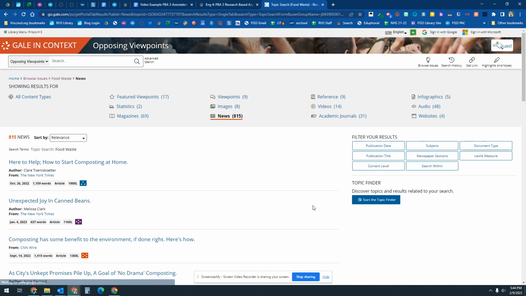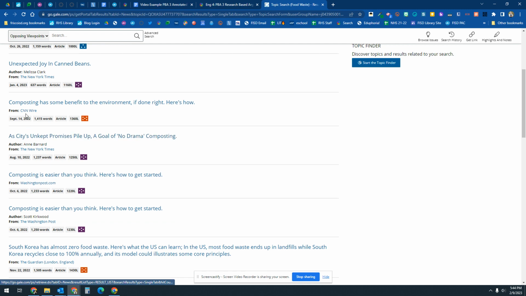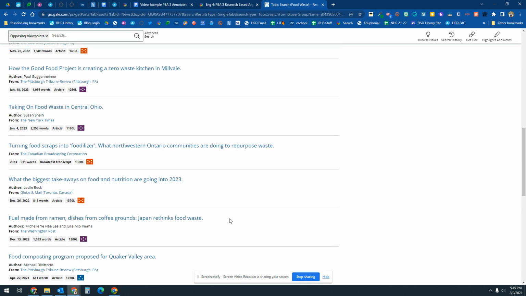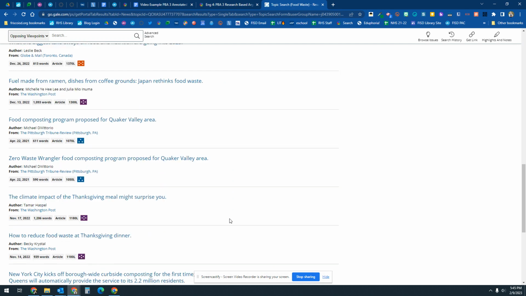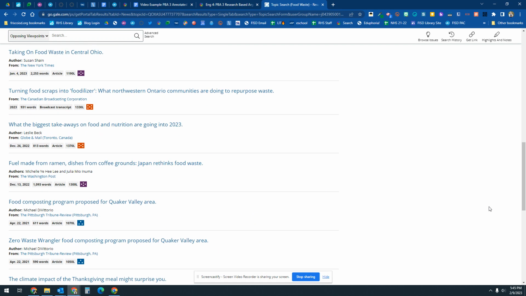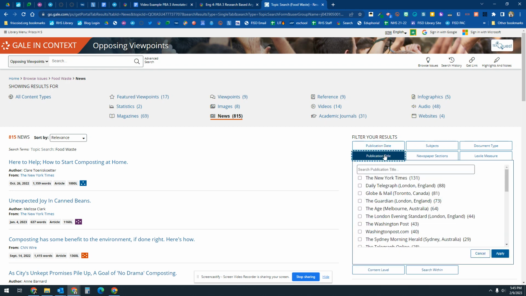So news is going to operate the same way. You'll notice here's something from the New York Times, here's something from CNN Wire, here's something from the Washington Post. So we have some different publications in here. You can also, when you're looking at news, depending on how many news articles there are, you can sort by the publication title if you want to filter them that way.